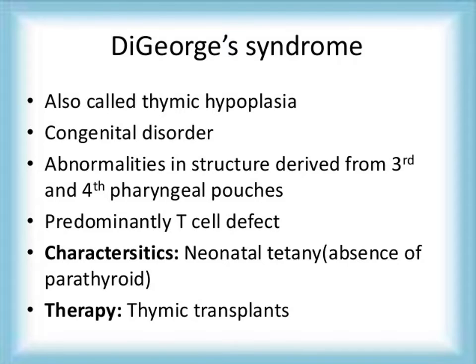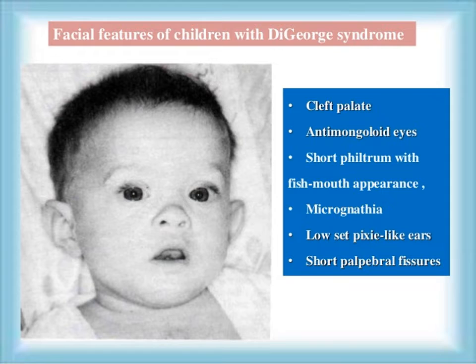Patient characteristically presents with neonatal tetany as a result of absence of parathyroid gland, and there is thymic hypoplasia or aplasia that results in T cell deficiency and lack of cell-mediated immune response. And there are certain congenital defects of heart and great vessels, and there are dysmorphic facies. Therapy is thymic transplant. This is the characteristic facial features of children with DiGeorge syndrome.